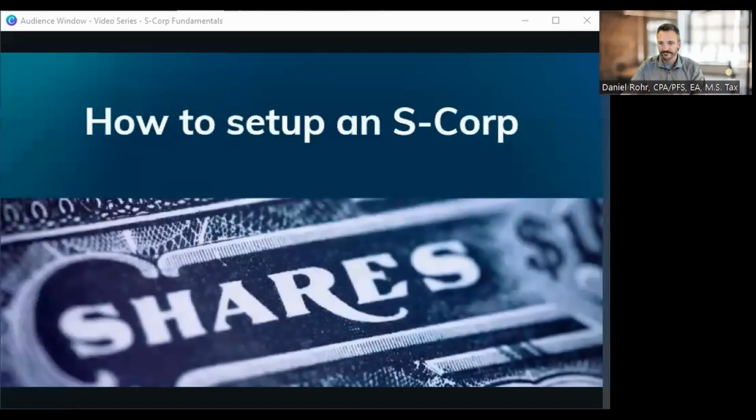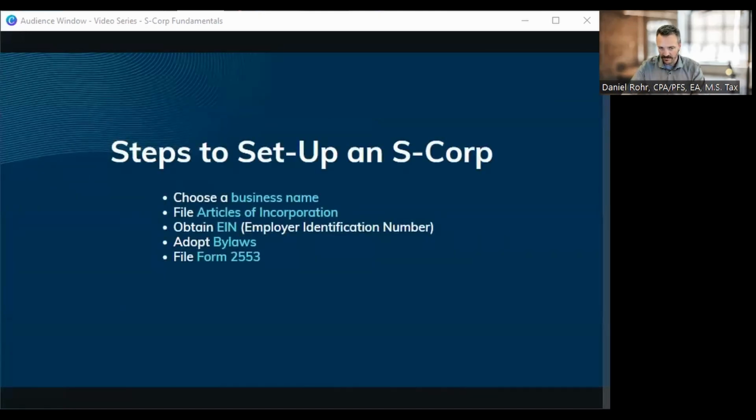So let's move on to how to set up an S-Corp. Setting up an S-Corp involves a deliberate and methodical process, and it's recommended that you use a legal professional to help with the process. So the first thing to do is to choose a business name. The initial step involves more than just creativity and figuring out a business name that you like. You must ensure the name complies with state regulations, it's not already in use, and it may require fictitious business name filing if it's different from the legal entity name.